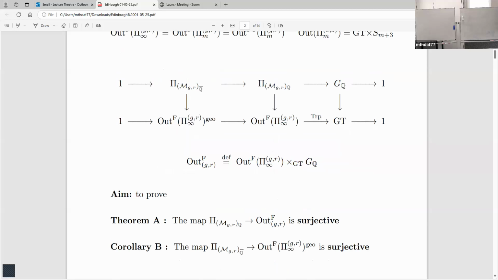And what we aim to prove, when you do this pullback, is that you still get a map from pi mgrq to out fgr, and the aim is to prove that this map is surjective. So maybe I explain briefly what happens when you pull back this. One has pi mgr.